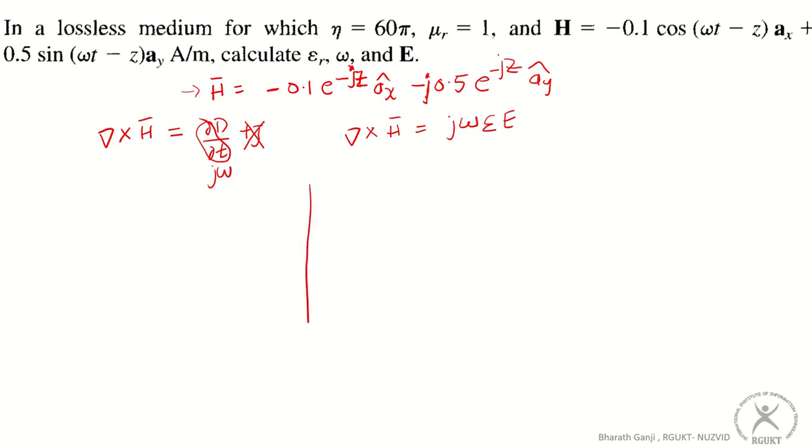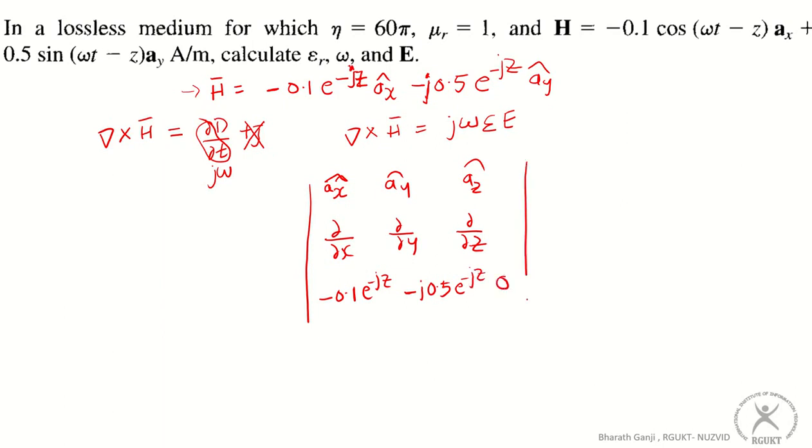So how do you take the curl of the magnetic field? You have to write x cap, ay cap, and az cap, and you know it is dou by dou x, dou by dou y, and dou by dou z. And this x component is minus 0.1 e power minus jz, the y component is minus j 0.5 e power minus jz, and there is no z component. So once you find the curl, you just divide it by j omega epsilon, and you will get the answer.